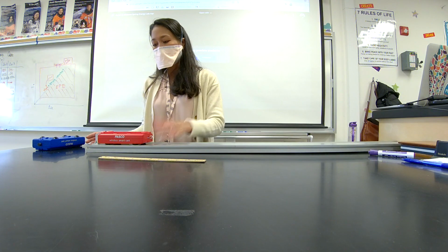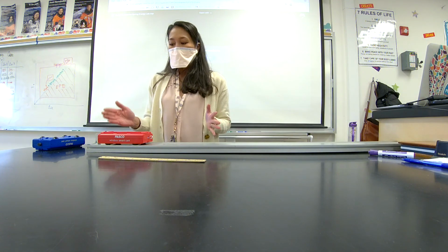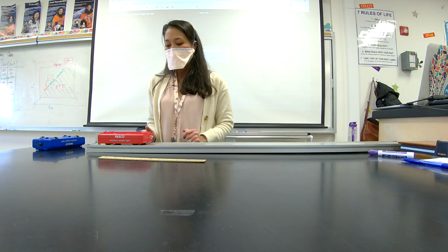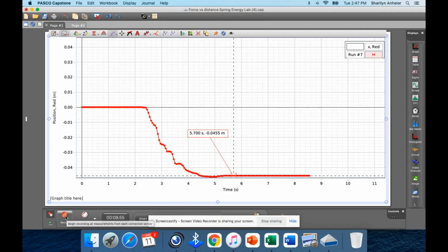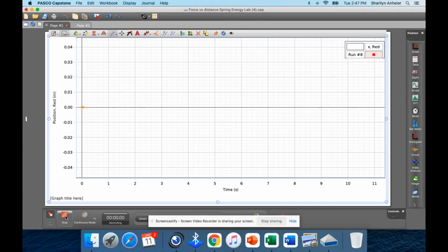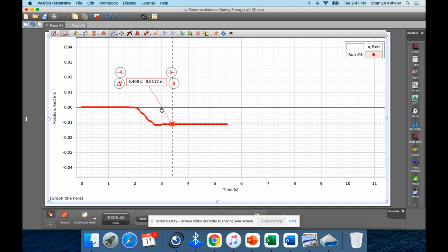And whenever it stops, on the graph, you'll see the distance that it has traveled. So I'm going to do that for all 3 positions. Here's position 1. .0112 meters.